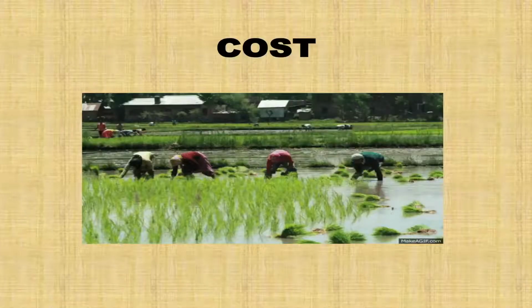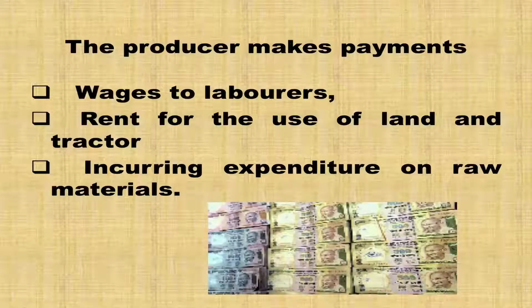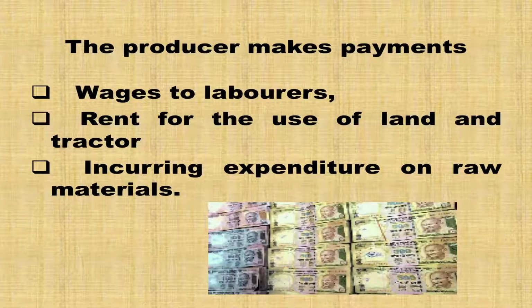Now, let us understand cost and how we can define it. Cost is defined as the money expenditure incurred by the producer to purchase or hire factors of production and raw materials to produce goods and services. In a way, cost is a kind of sacrifice made by the producer. In this example, the sacrifice was made in terms of making payments such as wages to laborers, rent for the use of land and tractor, and purchase of raw materials, etc.